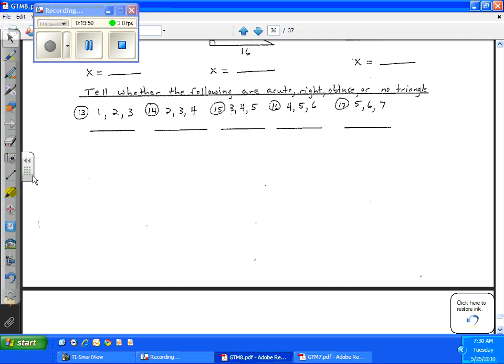Now, we want to determine whether the following are triangles or not, and if they are, we want to determine whether they're acute, right, or obtuse. And to do so, we use the converse of the Pythagorean theorem.